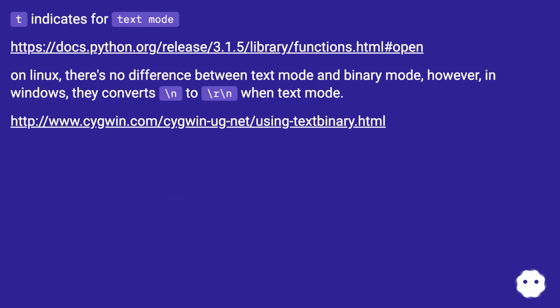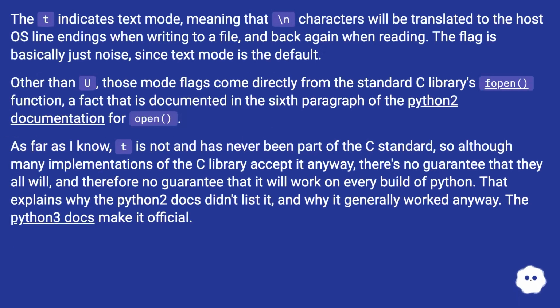On Linux, there's no difference between text mode and binary mode. However, in Windows, it converts \n to \r\n in text mode. The T indicates text mode, meaning that \n characters will be translated to the host OS line endings when writing to a file, and back again when reading. The flag is basically just noise, since text mode is the default.